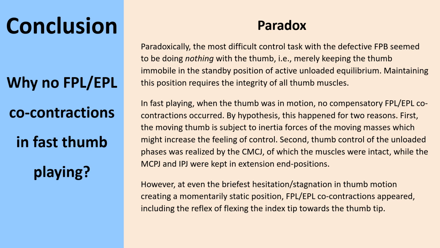By hypothesis, this happened for two reasons. First, the moving thumb is subject to inertia forces of the moving masses, which might increase the feeling of control. Second, thumb control of the unloaded phases was realized by the CMC joint, of which the muscles were intact. Thus the thumb was moved at the CMC joint while the MCP and IP joints remained extended. However, even at the briefest hesitation, a stagnation in thumb motion creating a momentarily static position, FPL-EPL co-contractions did appear, including the reflex of flexing the index tip towards the thumb tip.